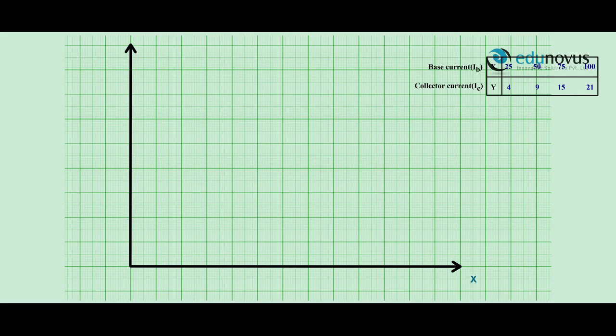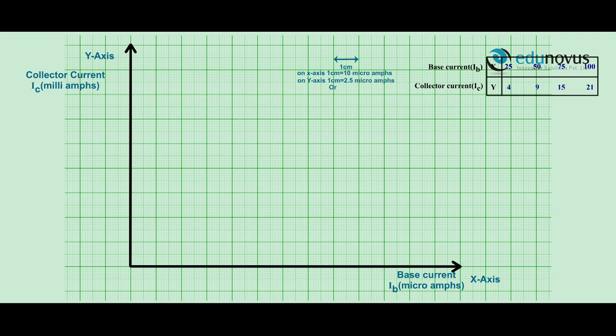Calculation of current gain. To calculate the current gain, we plot a graph between the base current IB and the corresponding collector current IC using the values from the observation table. The scale on the x-axis is 1 centimeter equal to 10 microamperes, and on the y-axis 1 centimeter equal to 2.5 microamperes. Now we plot the points on the graph.